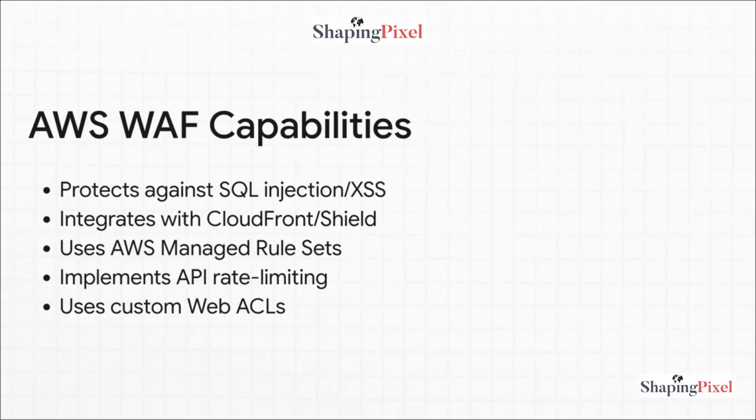So AWS WAF, the Web Application Firewall, serves as your frontline defense right at the edge. By hooking WAF directly into Amazon CloudFront or your application load balancer, it literally intercepts malicious traffic before it ever touches your compute layer. It's actually pretty amazing. You can deploy AWS managed rule sets to instantly protect against SQL injections or cross-site scripting. And critically for modern setups, WAF implements API rate limiting. If a bad actor tries to overwhelm your Lambda-backed API with thousands of requests a second, WAF simply drops that traffic right at the edge.